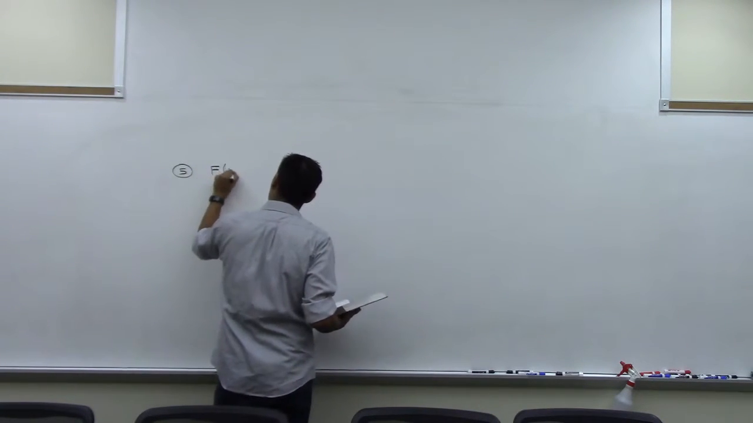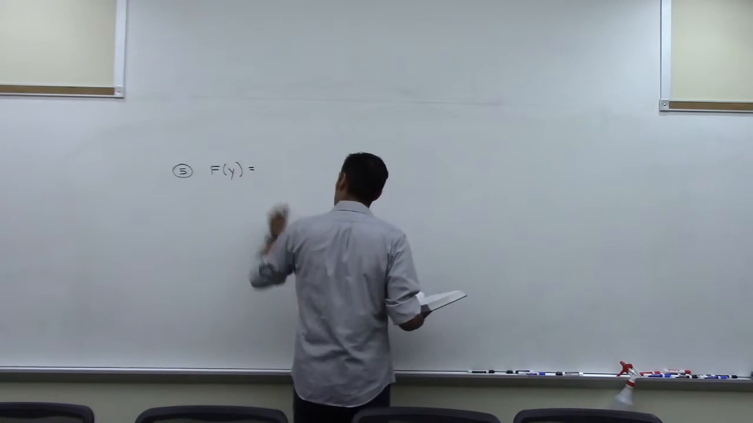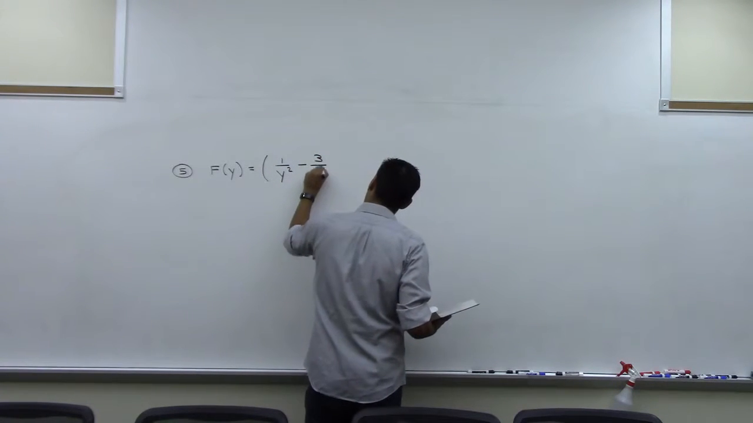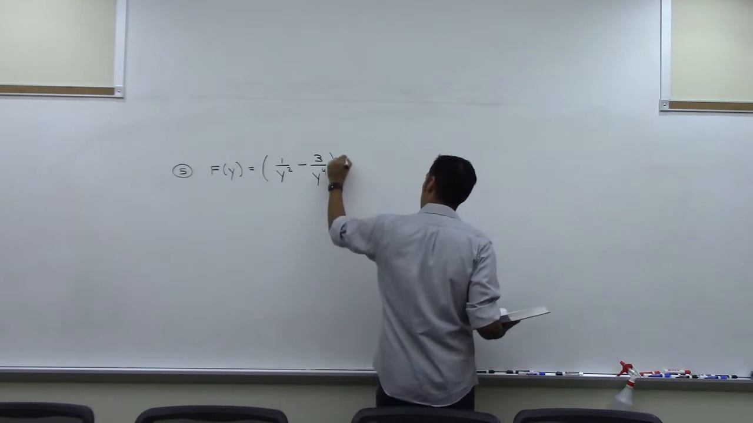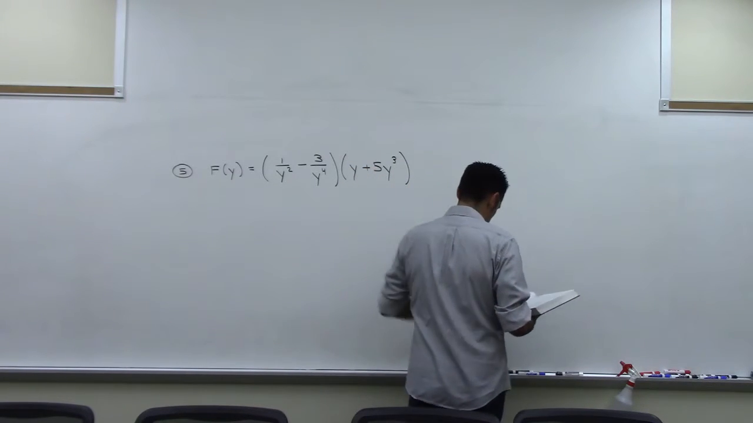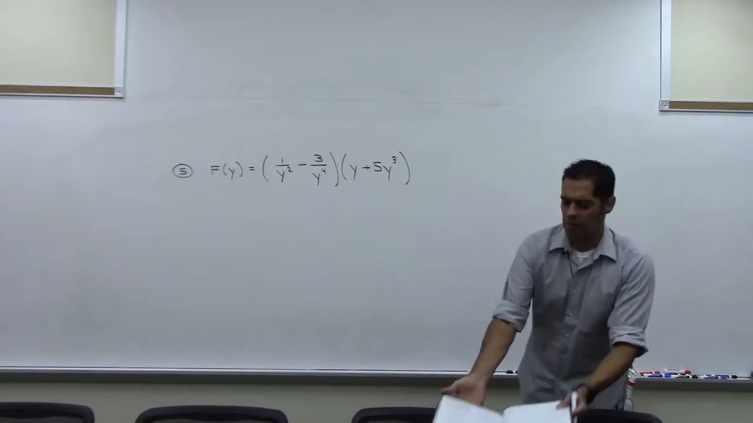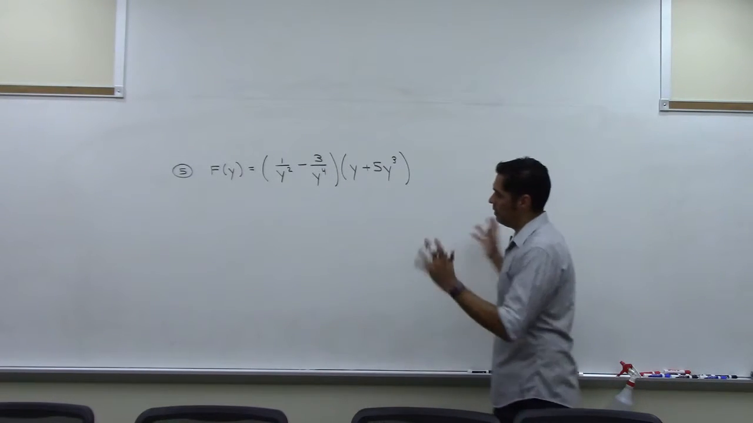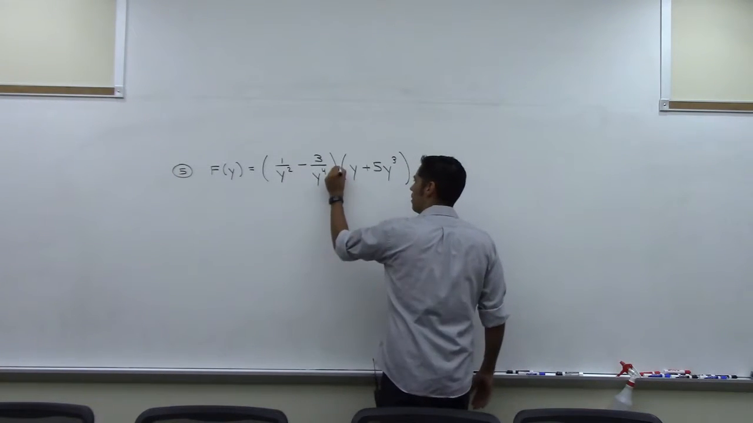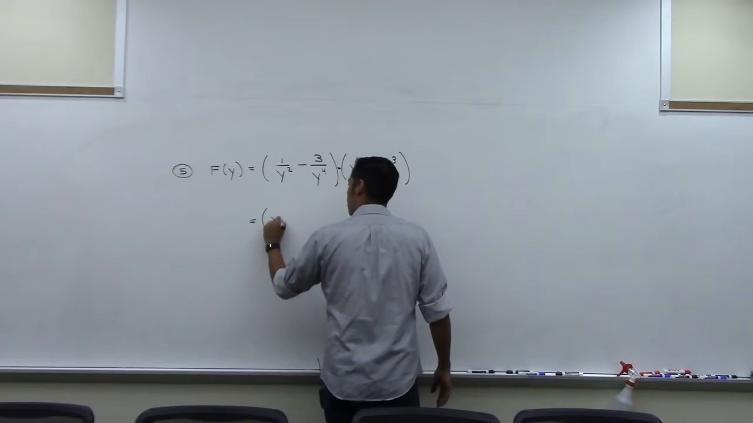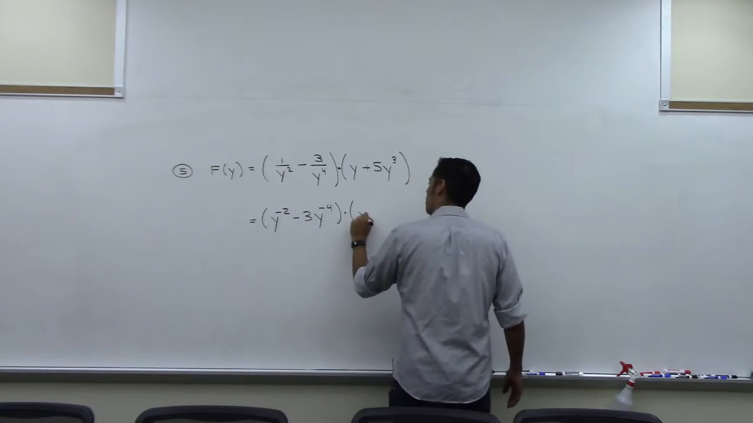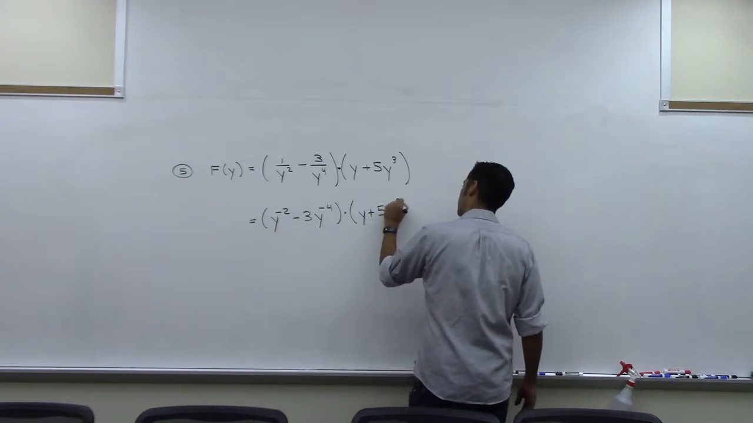Capital F of y, so they're using a different variable here, is 1 over y squared minus 3 over y to the 4th times y plus 5y cubed. Now if I were doing this, I would probably multiply those two out and do it using what we learned last section. But I'm going to show that we can use a product rule here, because there's a product. I'm going to first rewrite this as y to the negative 2 minus 3y to the negative 4 times y plus 5y cubed.